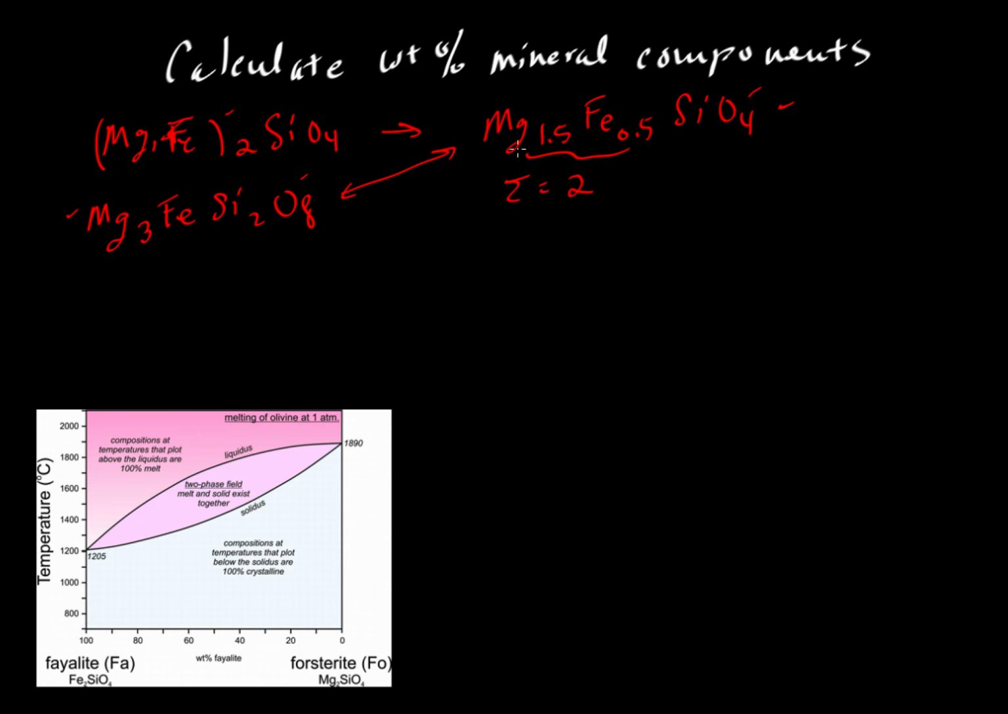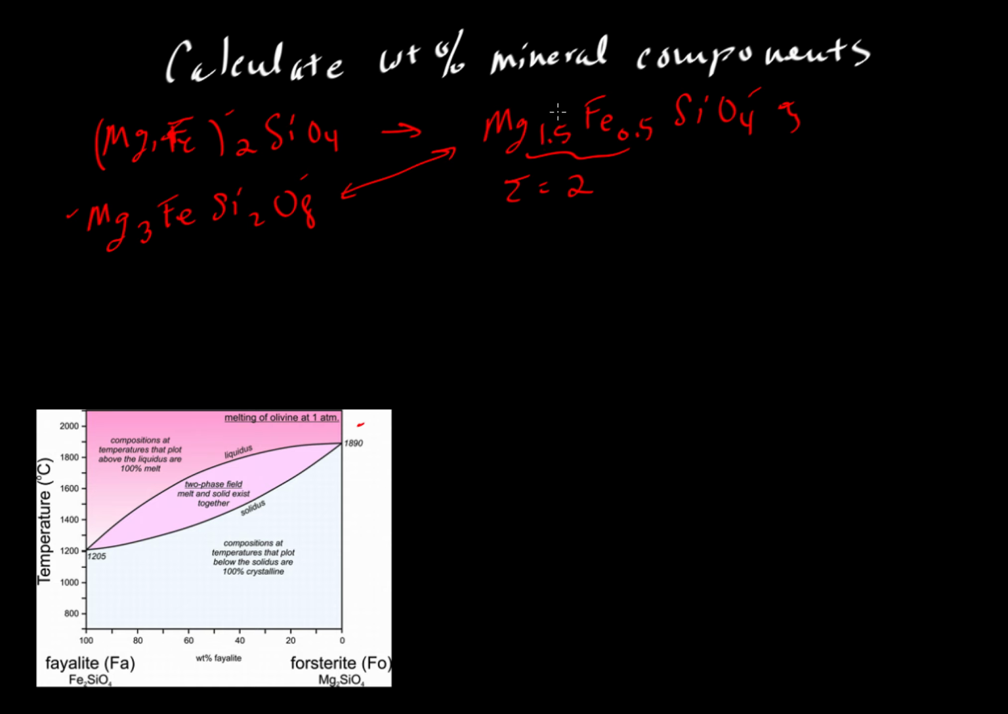Well, we'll use this one here. Let's say we want to use this phase diagram from the online textbook of Dexter Perkins to figure out what temperature this particular composition of olivine would begin to melt. So when would it begin to melt based on this composition here?